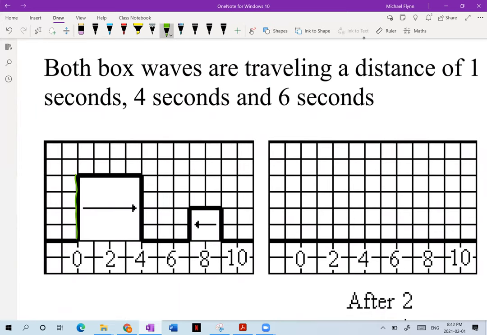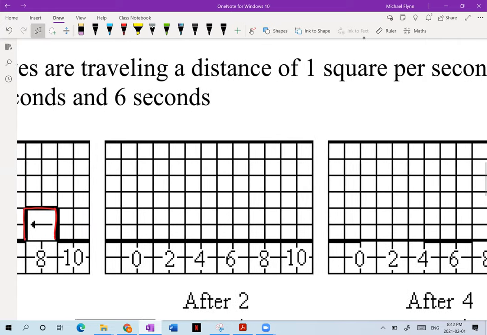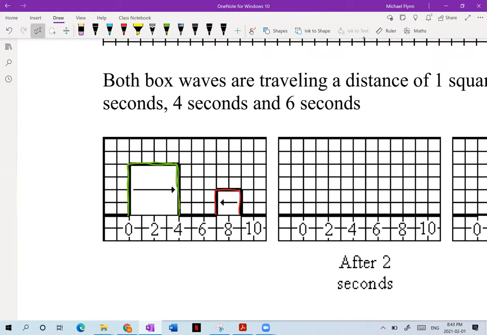So now they're gonna try to get you to animate the waves. So let's pretend they're moving, which waves do, they don't just stand still. So here's a red box and a green box. And it says that both are traveling at 1 square per second. So here, these are not seconds along the bottom. They're just counting the squares. So I start at square zero, and then my green box goes up to square four. And my red box starts at square seven and goes up to square nine.